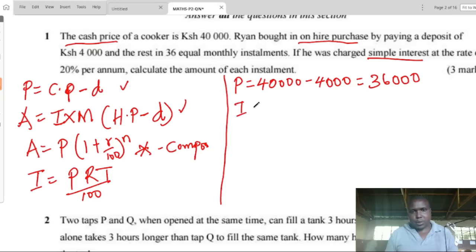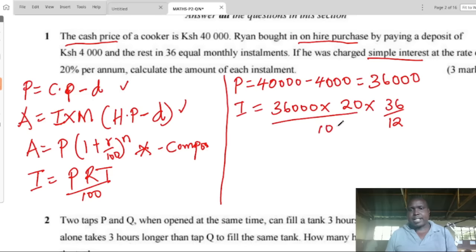Interest is equal to principal, which is 36,000, times rate, the rate is 20, times time is 36 months. We can convert 36 months to years by dividing by 12, and then divide by 100. So this one will give you a total of 21,600. So that one is the interest.